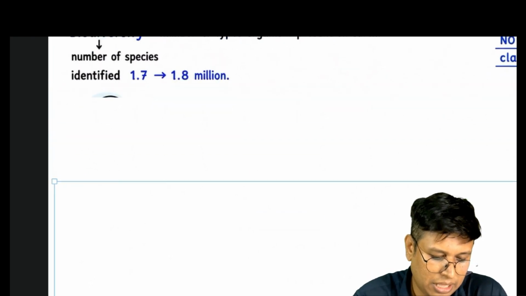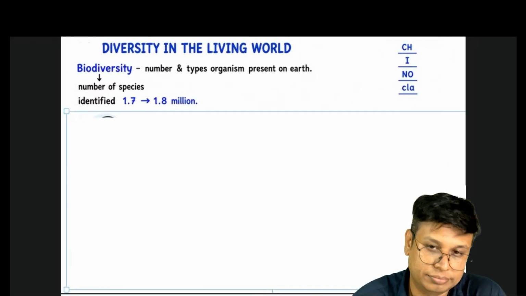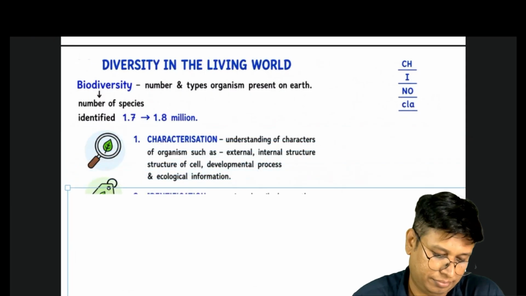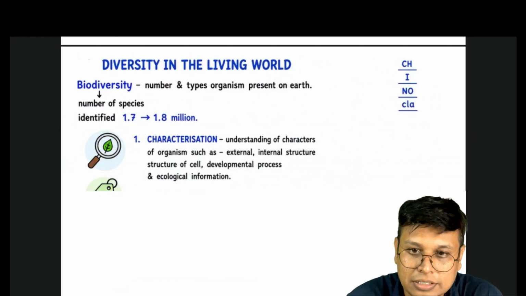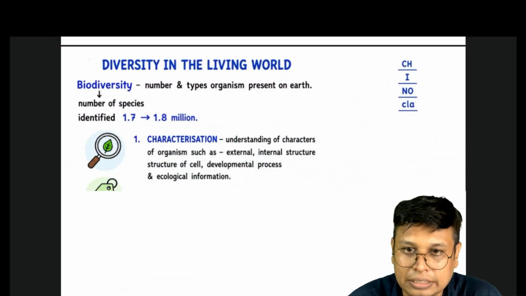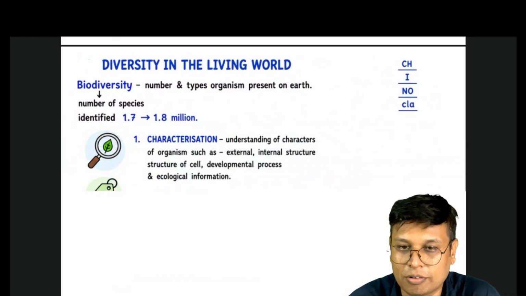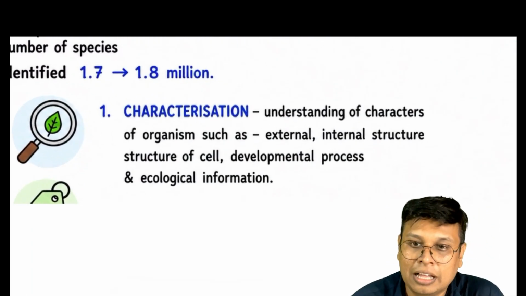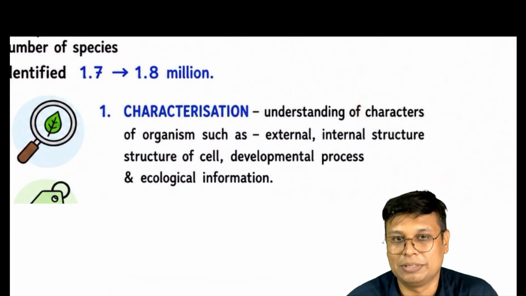Next, we have to see how they go about and search an organism and do the taxonomy of it or characterization. First step of the taxonomy we can call it characterization. So simply characterization here is understanding of characters, what kind of characters the organism is having.